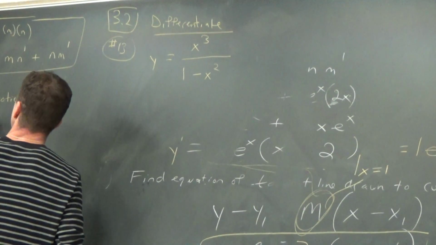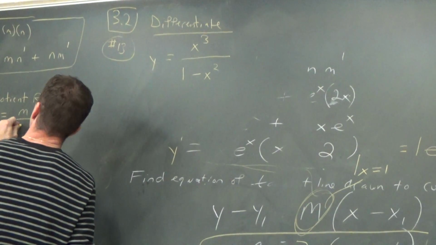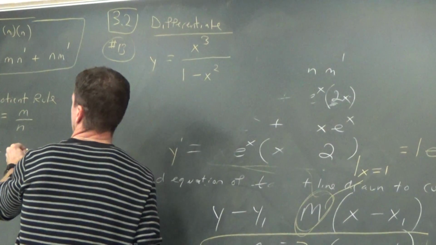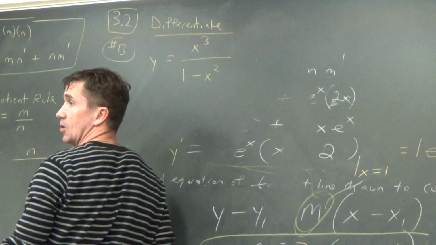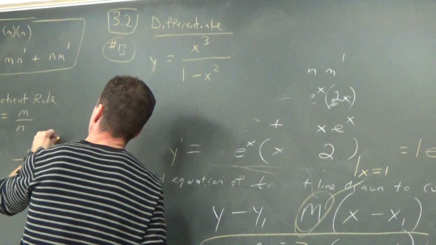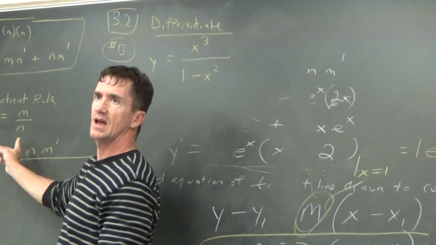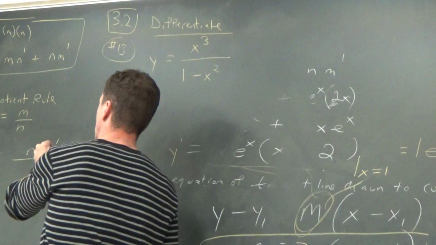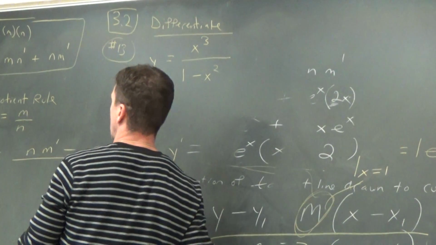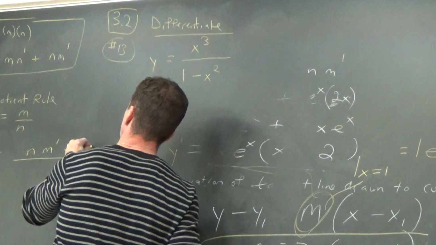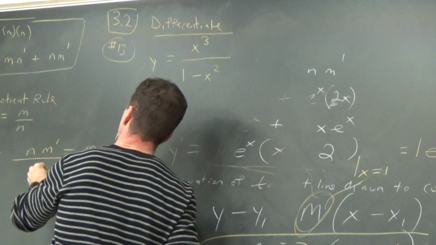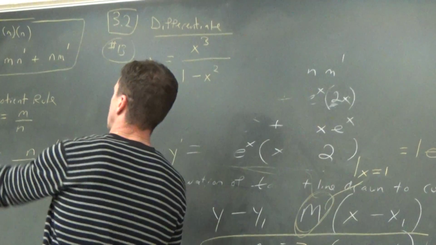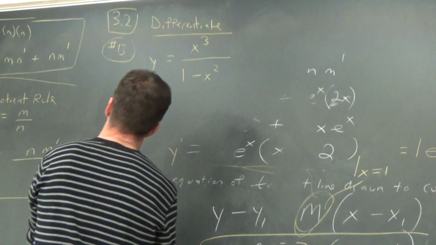So if y equaled M over N, the quotient rule says: N, the low part, times M prime, minus M times N prime, all over N squared. That's a plus and this is a minus. I'm gonna leave this on the board all class. That's an important rule.